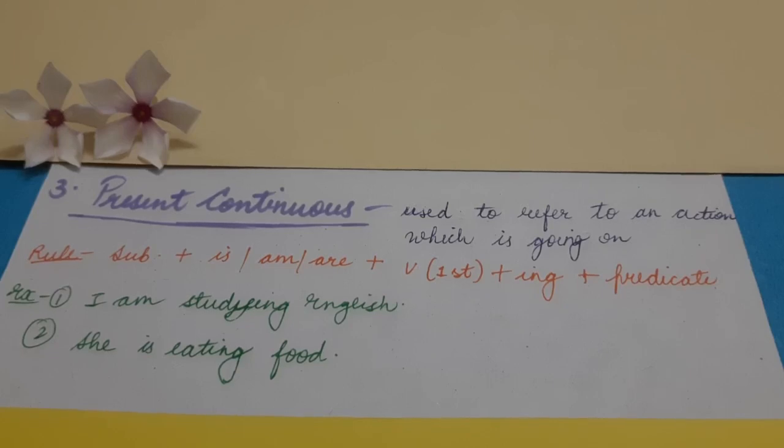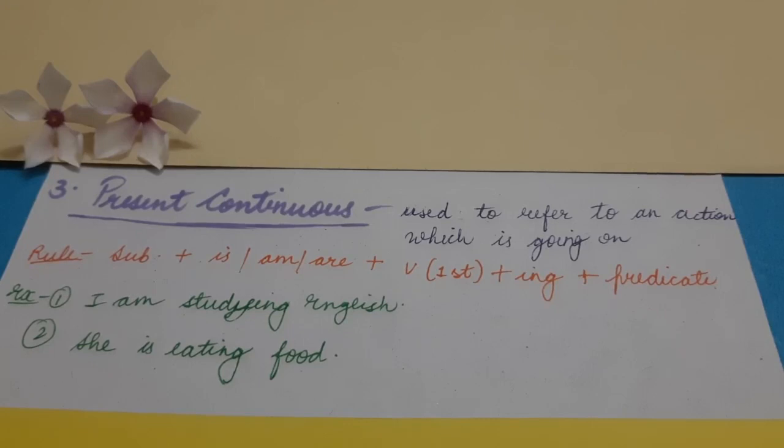Rule, just one rule: subject plus is or are or am plus verb first form plus ing plus predicate. Actually, this is verb first, meaning verb first form. I've just written the short form. For example, I am studying English. Second one, she is eating food.